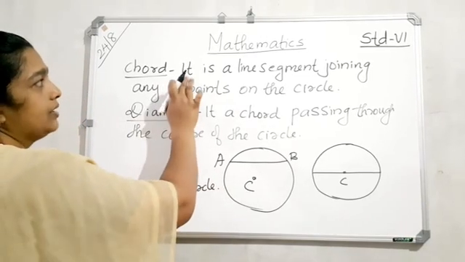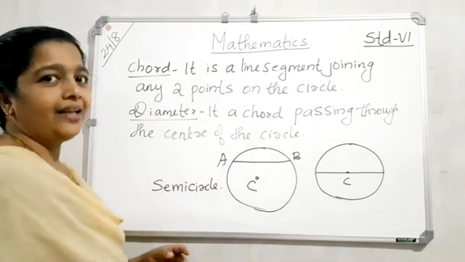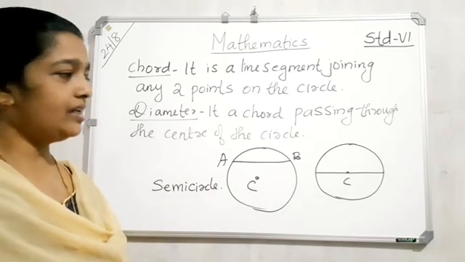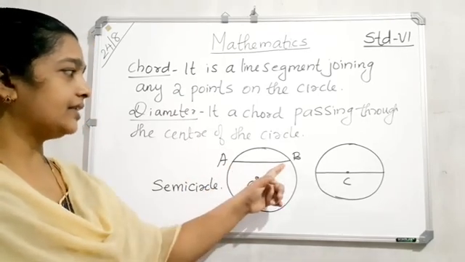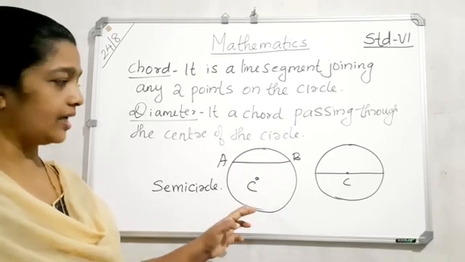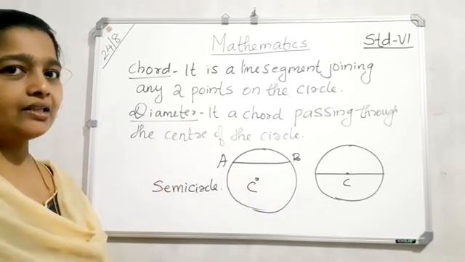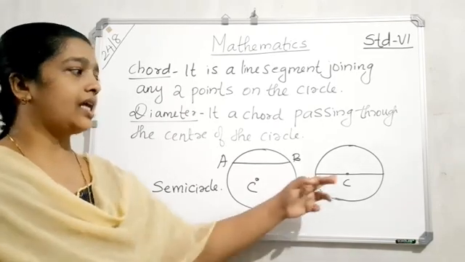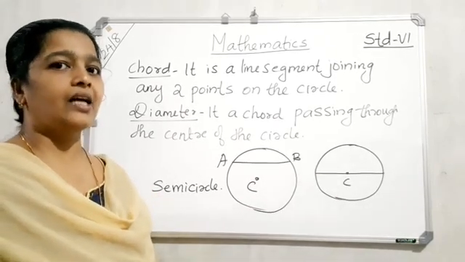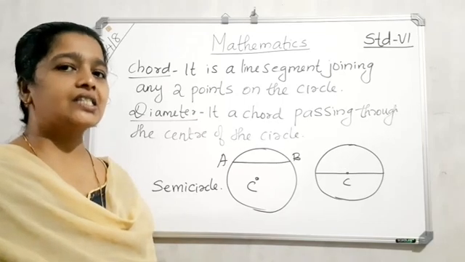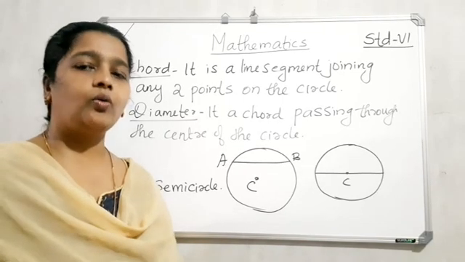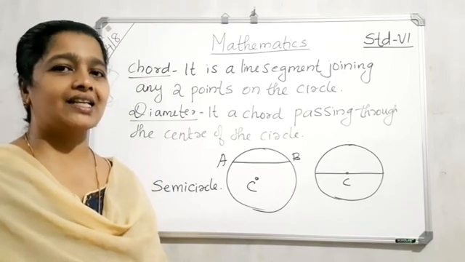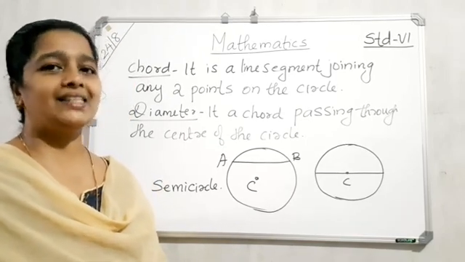Once more, chord is a line segment joining any two points on the circle. We can represent here AB as the chord of the circle. Then what is diameter? Diameter is a chord passing through the center of the circle, and diameter divides the circle into two equal parts. How many equal parts? Two equal parts. Then each part is known as semicircle.